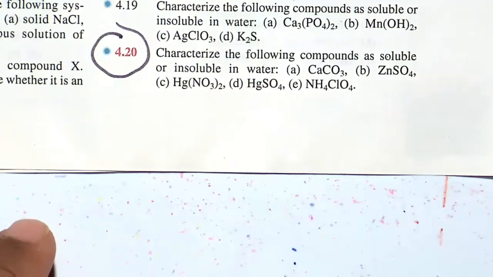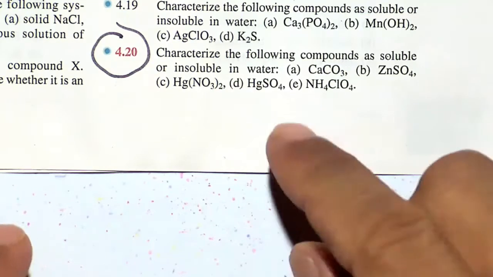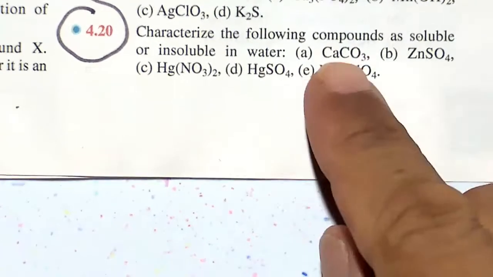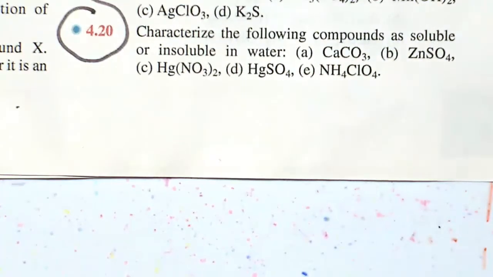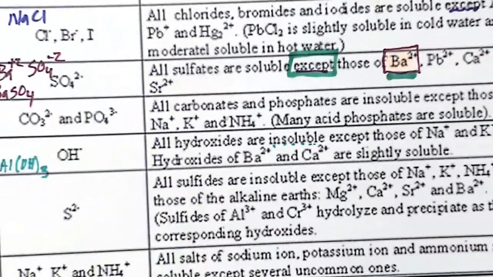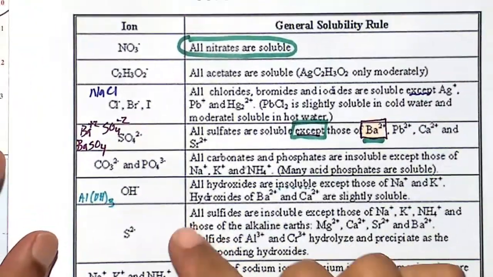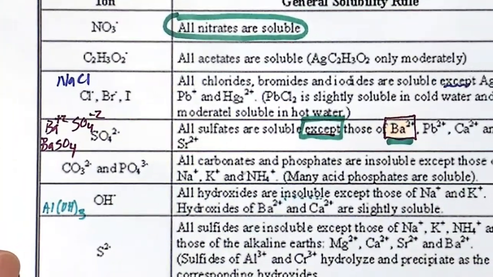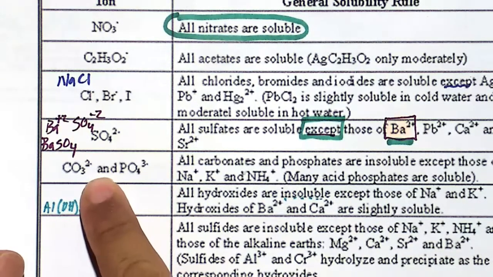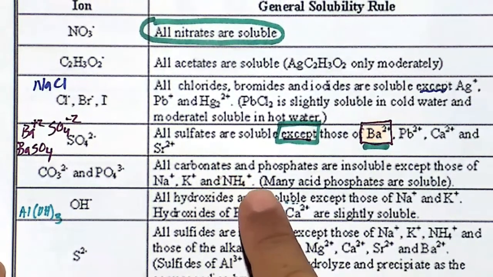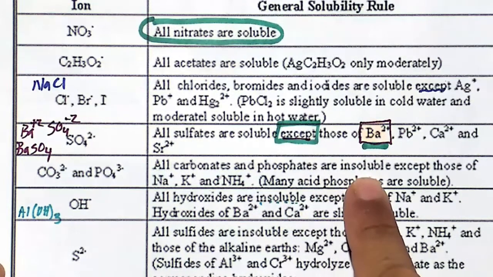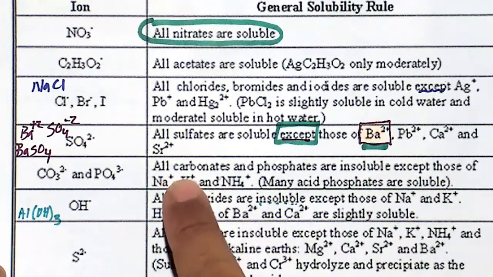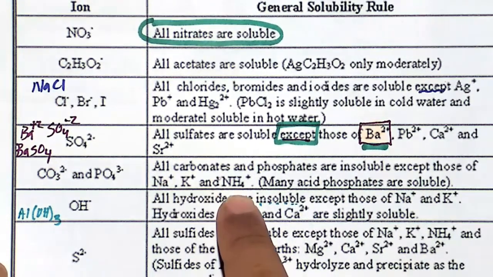Characterize the following compounds as soluble or insoluble in water. The first one is calcium carbonate, CaCO3. So we're going to go to our solubility table here. And here, I'm looking at carbonate. It tells us all carbonates and phosphates are insoluble except those of sodium, potassium, and ammonia.